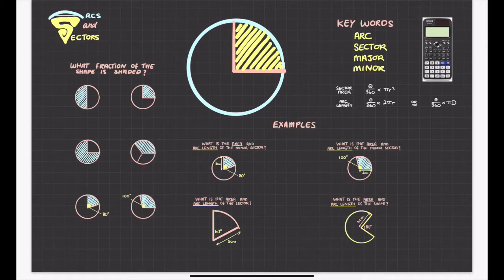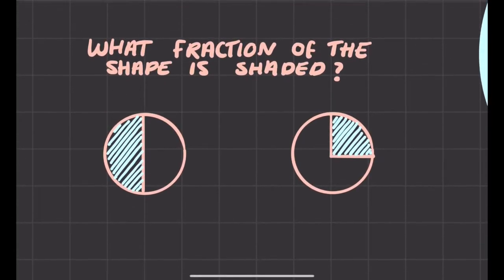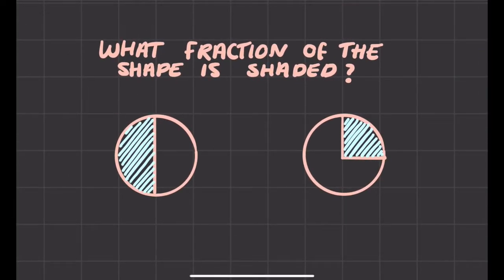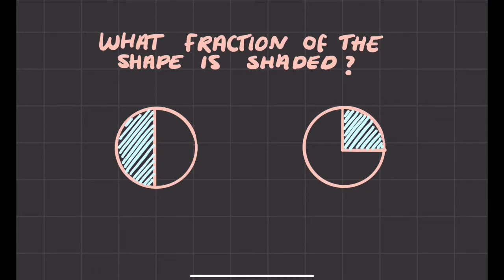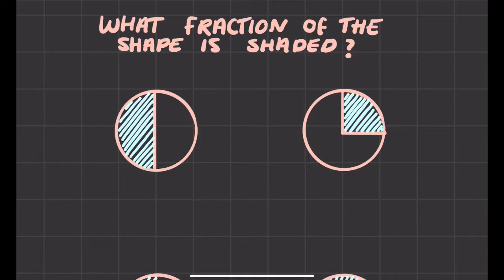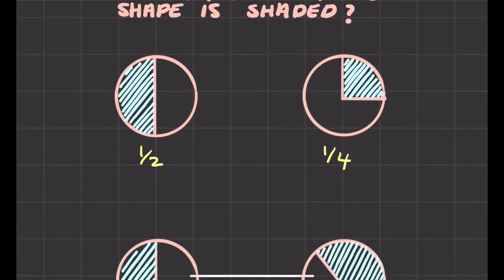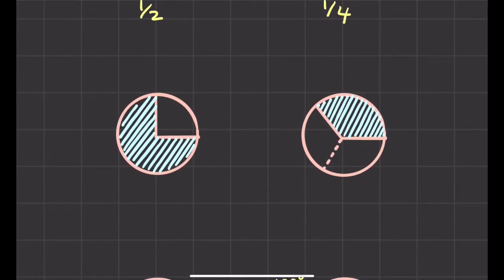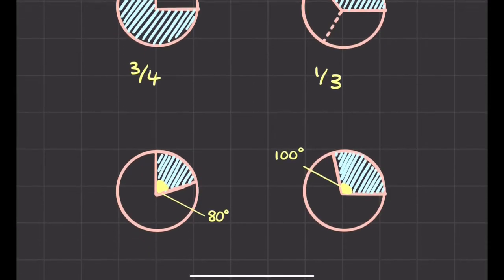So to get us thinking about how to work these out, let's have a quick look at these shapes here. So the question is, what fraction of the shape is shaded? You might be able to look at that and tell me straight away what fraction is shaded. First one here, we've got half of it is shaded. Here we've got a quarter of the circle is shaded. What about this one here? We've got 3/4 of the circle shaded, and here I've got 1/3 of the circle is shaded. What about this one?